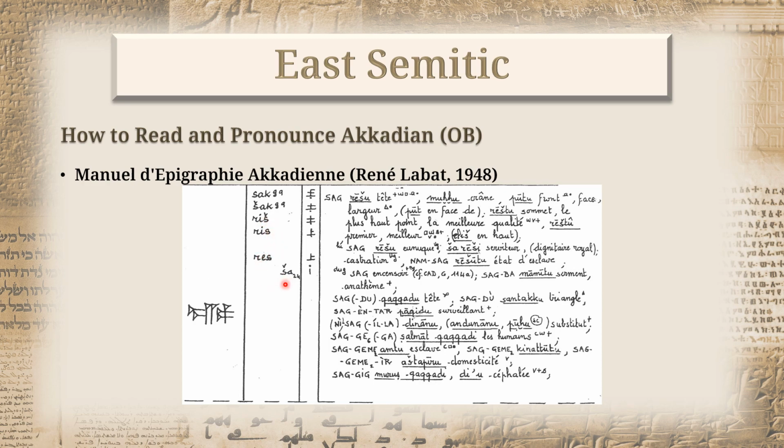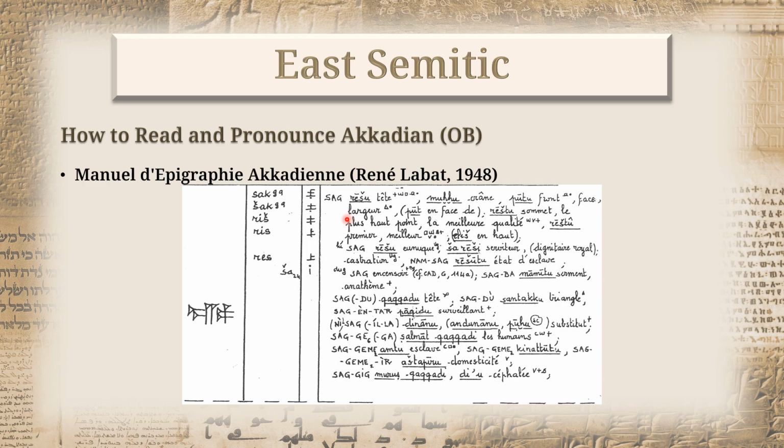And because there's so many different signs that can be read sha, they're numbered, and this one is sha number 24. Okay, so you can see these phonetic values are very different, and there's also many different signs that can be read the same way. That's why this is sha number 24.